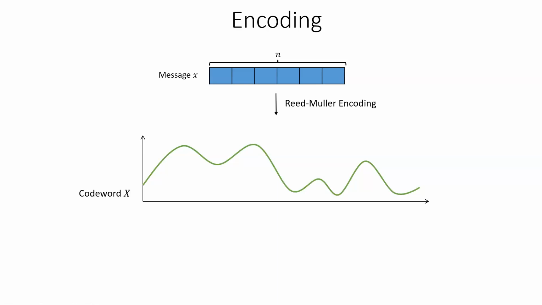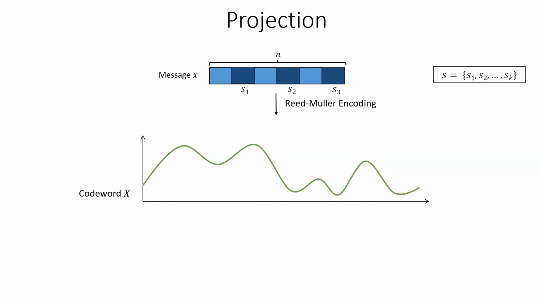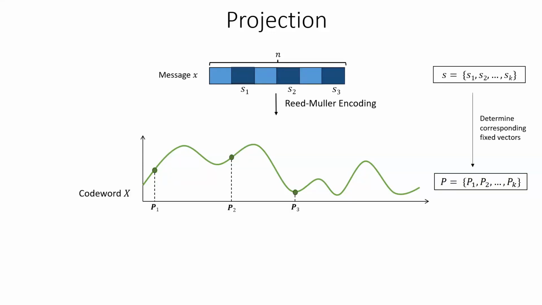We run the Reed-Muller code to obtain the code word. And then in the projection phase, we obtain a set of k message coordinates. Given this set of k message coordinates, we determine the corresponding fixed vectors. Those were represented as C1 to Cn in the previous slides. So here, the fixed vector Pi corresponds to index Si.